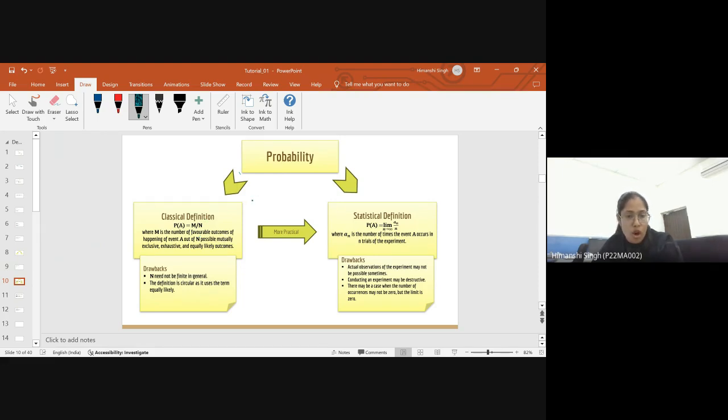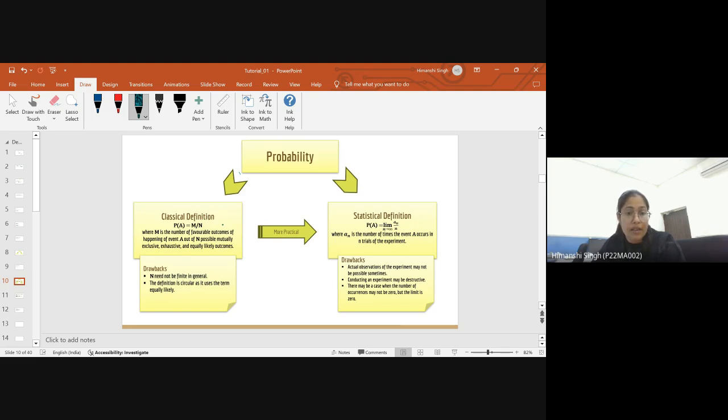There were drawbacks of this classical definition, as the total number of possible outcomes may not be finite in general. So when n is infinity, what the probability will be is not known with this definition. And apart from this, as we are considering here that the outcomes are equally likely, what if they are not equally likely, or other circumstances are there? So this was not that good a definition of probability in general. If there are finite cases, then this definition was okay.